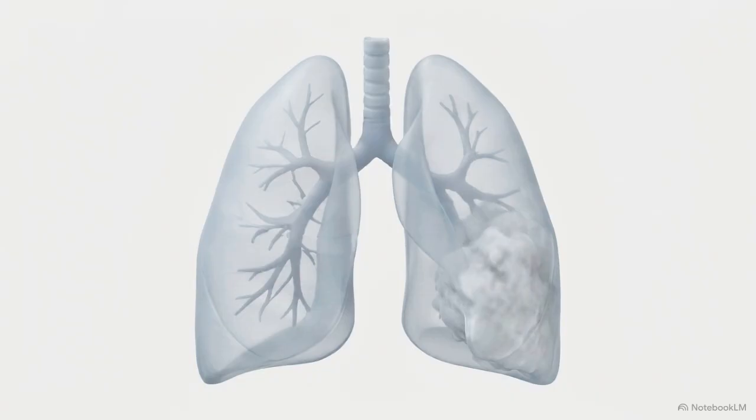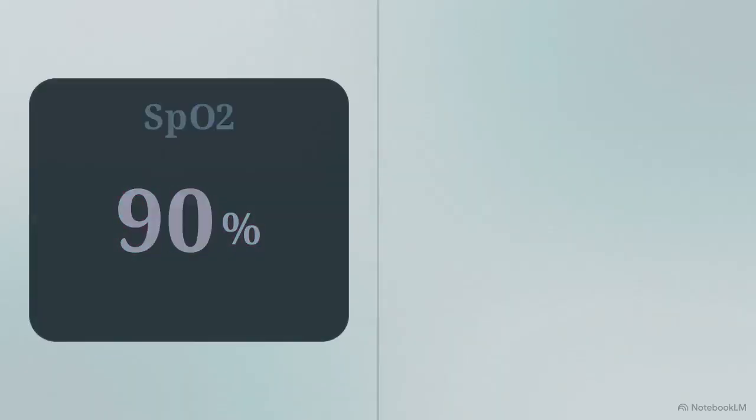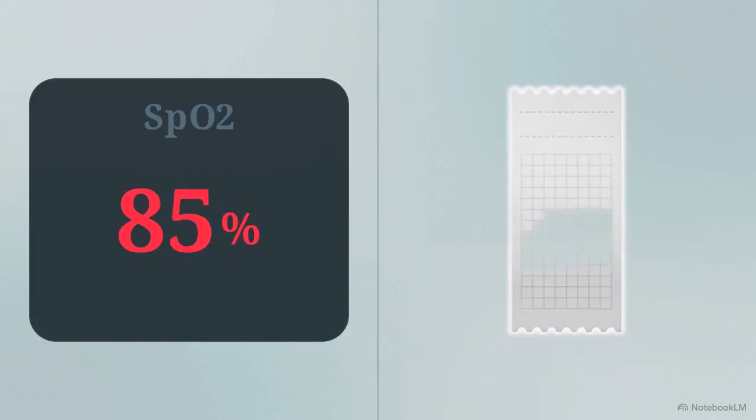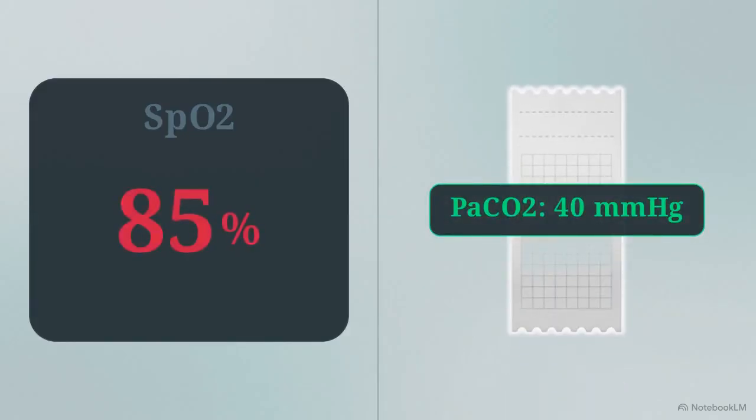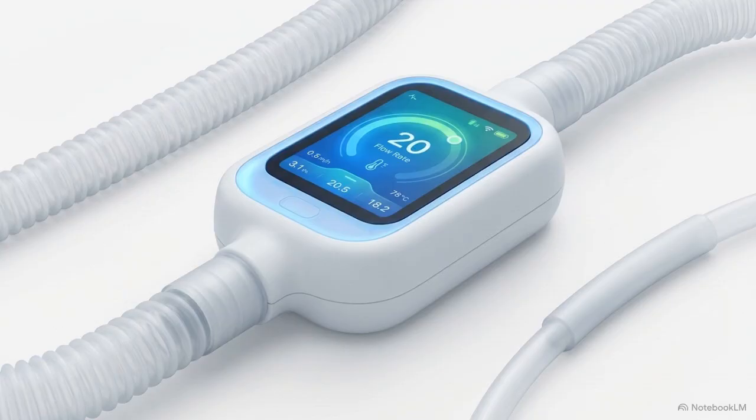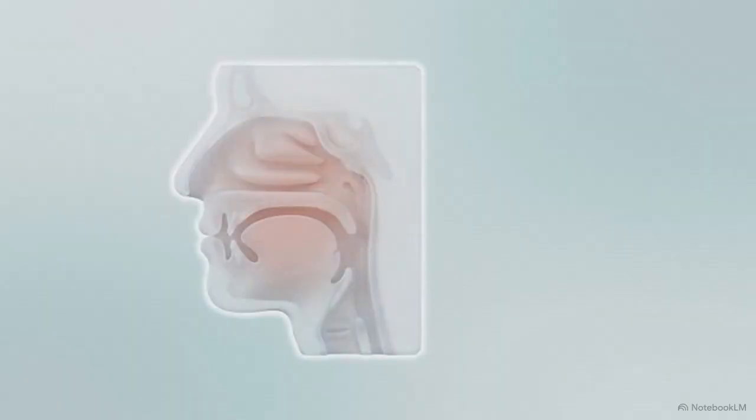Let's start with a standard hypoxemic case. A patient comes in with pneumonia. Their SpO2 is dropping, but an arterial blood gas shows their CO2 level is completely normal. Because the ventilation is intact, we reach for the high-flow nasal cannula. This airway cross-section shows exactly how high flow tackles the problem.